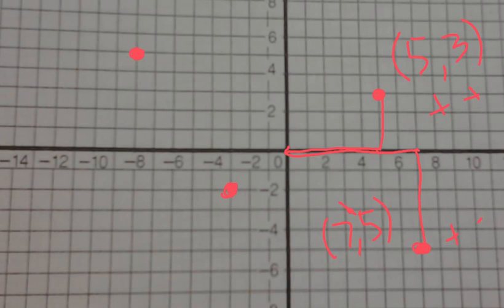Let's do another one. From here, if we go this way, all the way to here, that's negative 8. We moved over 8. So the first one here is negative 8. And then we went up 5, so that's negative 8, 5. That's the ordered pair. The very last one, you go over negative 3, and then you go down negative 2. That's how you find an address for an ordered pair.